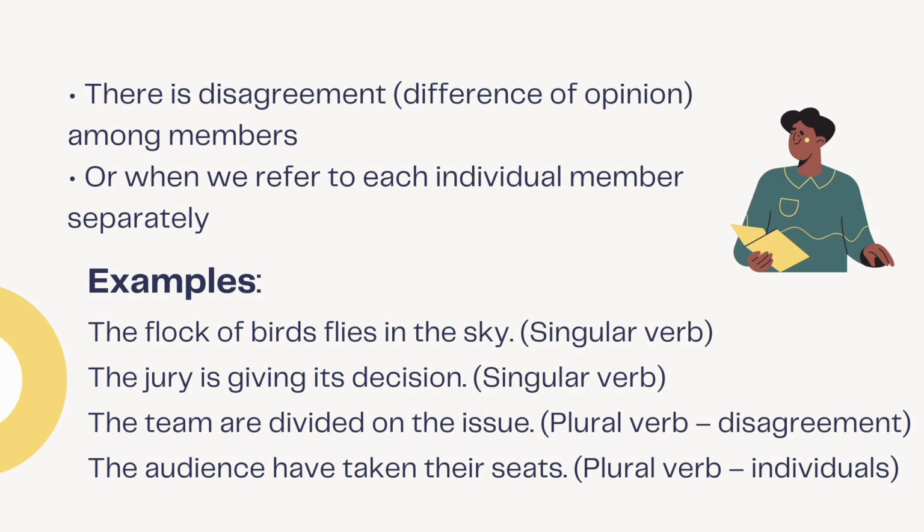But look at this sentence. The team are divided on the issue. Here, the members of the team have different opinions. We are focusing on the individual members, so we use the plural verb are. Similarly, the audience have taken their seats. Here, we are referring to the individual people in the audience, so the plural verb have is used.